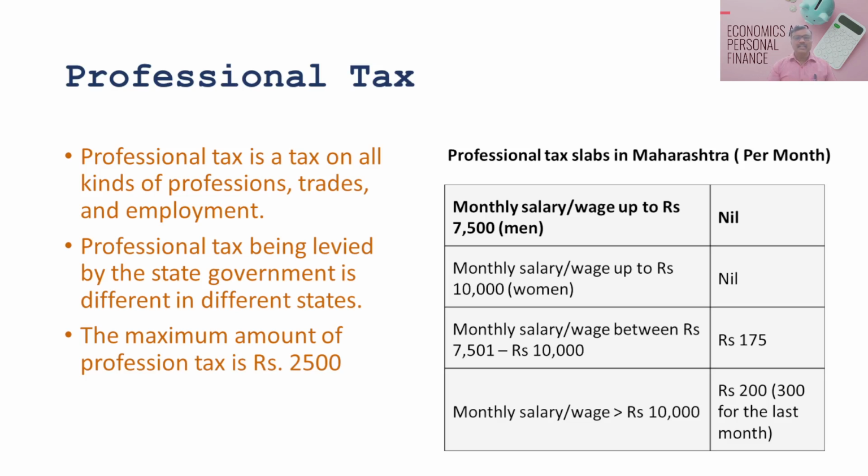Speaking of the amount, there is a limit to how much professional tax can be charged. The highest amount of professional tax that can be levied is rupees 2,500. This means that no matter how much you earn, the professional tax you pay can't exceed this maximum value. The table on the slide shows the professional tax applicable in Maharashtra. In southern states, it's a little lower than 2,500. So your professional tax depends on the city and the state in which you are employed.